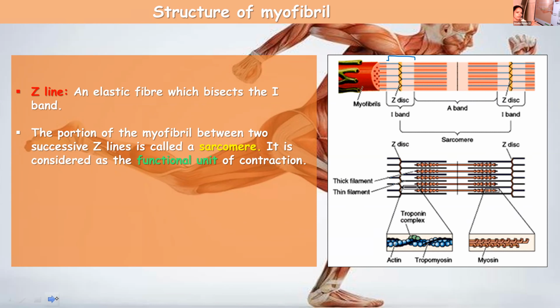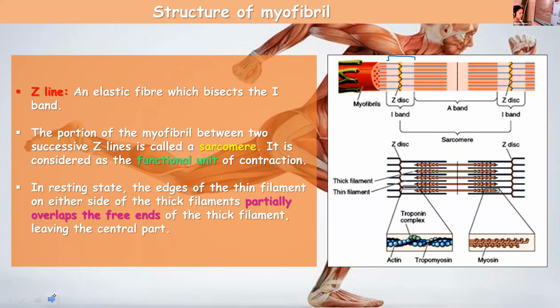This is the sarcomere. What is a sarcomere? The region between two consecutive or two successive Z lines. What is a Z line? The elastic fiber passing through the center of the I band, or bisecting the I band. You can see an elastic fiber. You call it the Z band. And the region between two successive Z lines is known as a sarcomere. And the sarcomere is considered the functional unit of contraction.